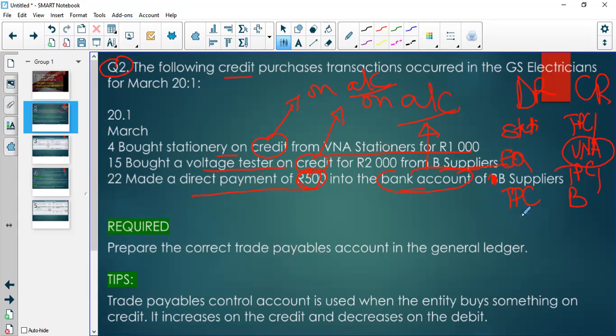Remember that, all right, so that is where we are. All transactions are going to affect trade payables. So the first transaction, we enter 1,000 Rand on the credit, and the description is stationery, also VNA, but it's stationery. Then again here, 2,000 Rand on the credit, and equipment is the contra account. Here we're going to go on the debit side to reduce the liability, to say we have reduced it by 500, and the contra account is the bank account.